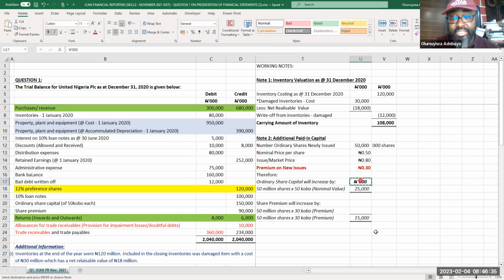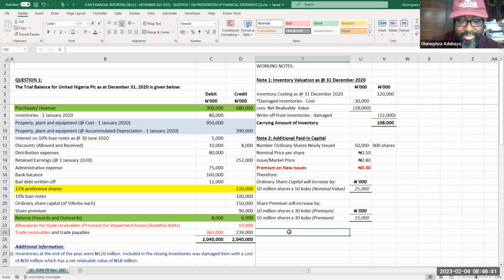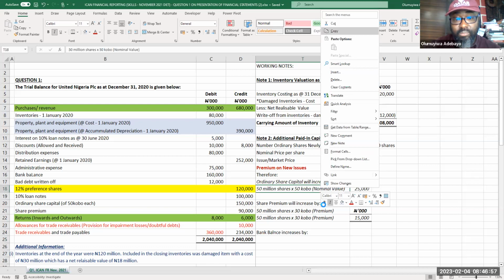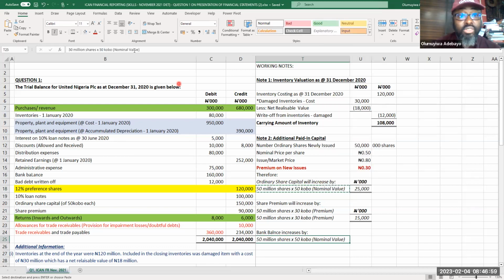This 15 is equivalent to increase in bank balance. Bank balance increases by 80 kobo, because it's 80 kobo you received, which is the issue price.